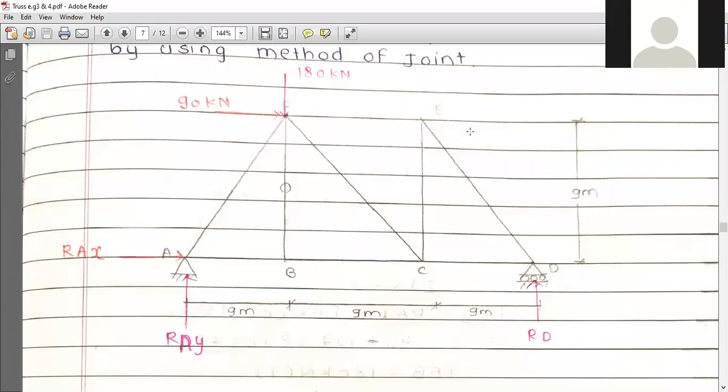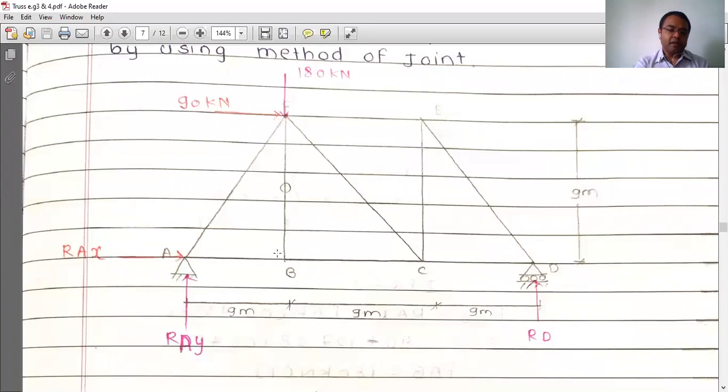Okay, so just observe joint B. At joint B, 3 members are meeting: AB, BF and BC. At this single joint, 3 members are meeting and no external force is acting at joint B.